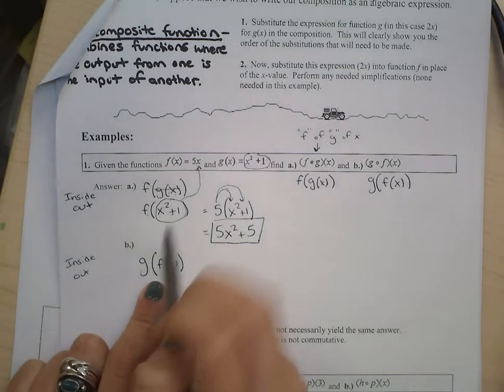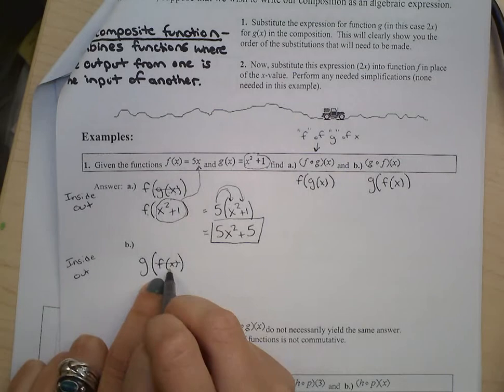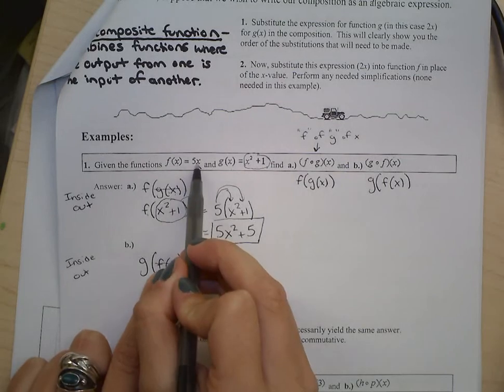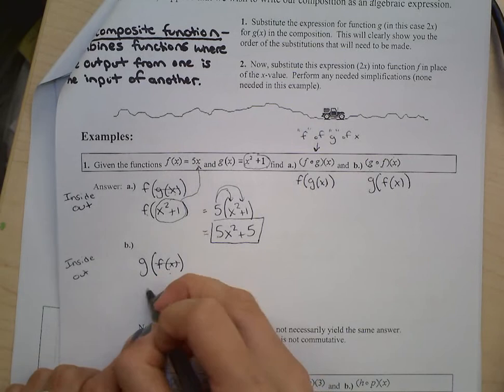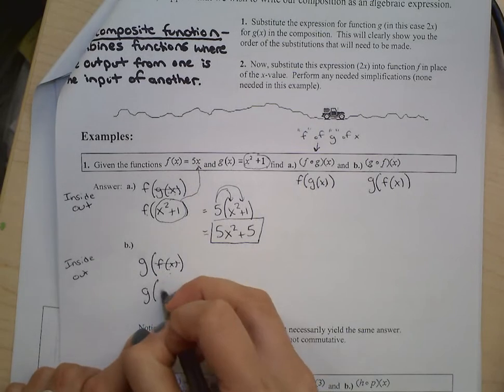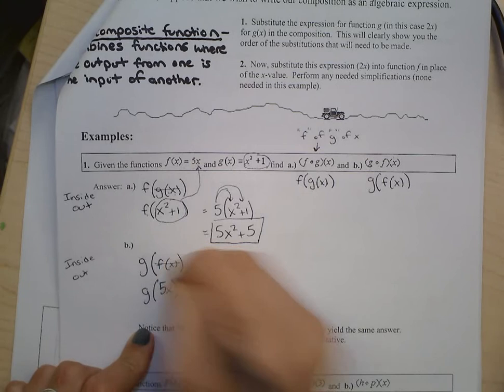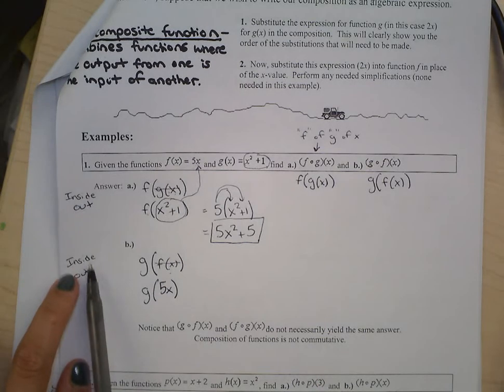I'm going to cross out f of x, and I'm going to replace it with what f of x equals. So f of x equals 5x. So now I have g of 5x. And now that I did my inside, I can do my out.